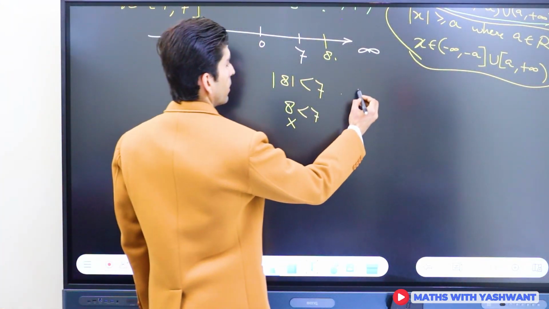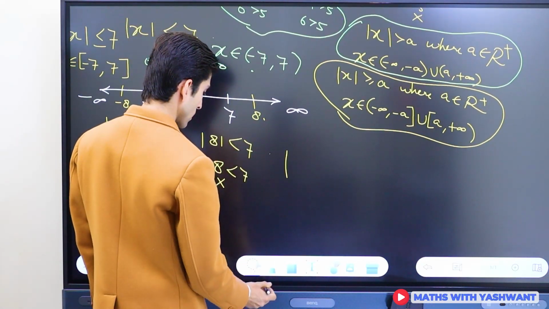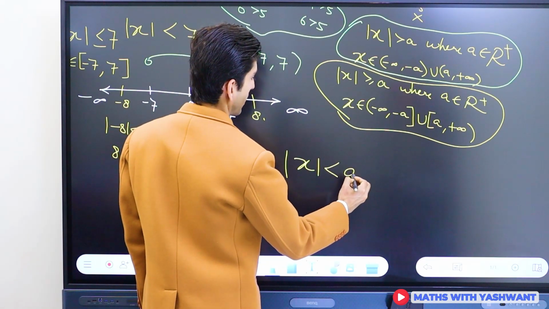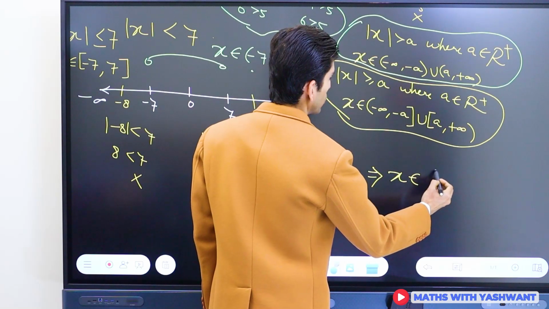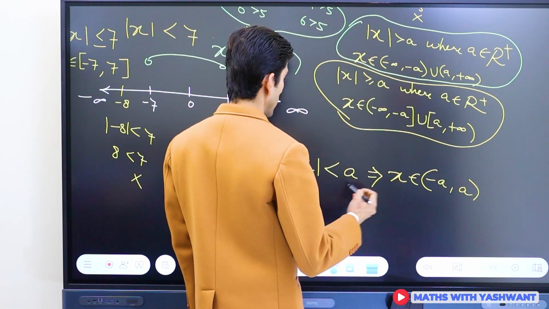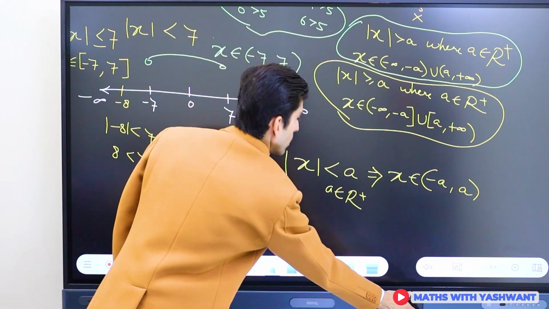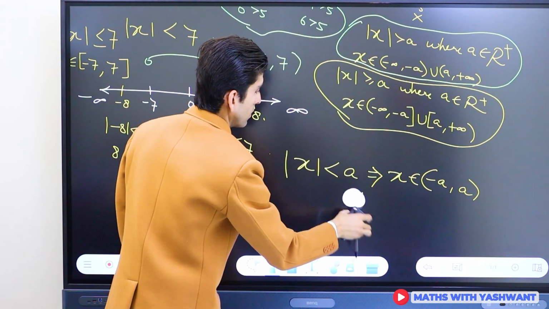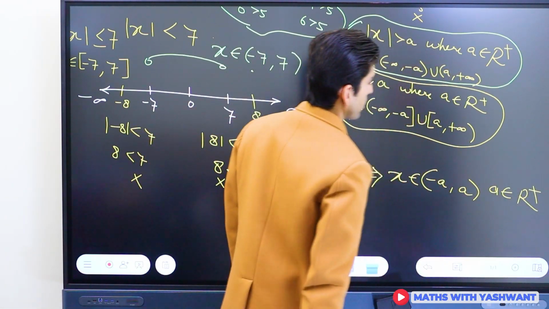So whenever we are given mod of x less than a, that will imply x belonging to negative a to positive a, and a is any positive real number. Just let me write: a is a positive real number.